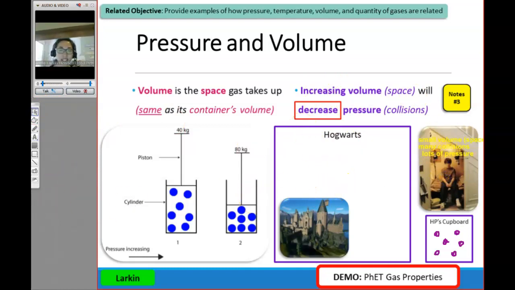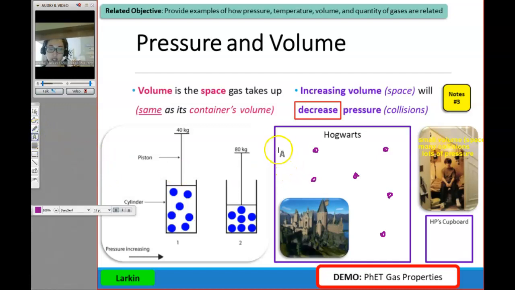Now, on the other hand, let's take those 6 friends, same 6 friends, and let's go ahead and put them into Hogwarts. So I'm going to put them into Hogwarts, and now tell me if they have all this space to move around. So we've got a big volume now, but still only 6 friends. Are they going to have lots of collisions or fewer collisions? More collisions or less collisions? Yeah, they're going to have a lot fewer collisions because now they have all this space.